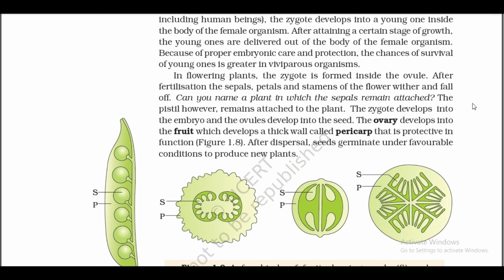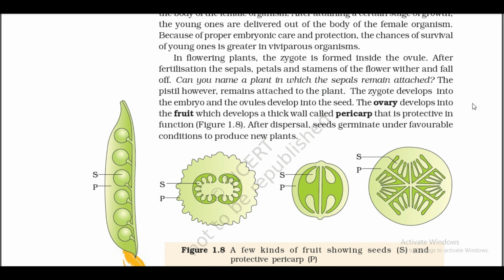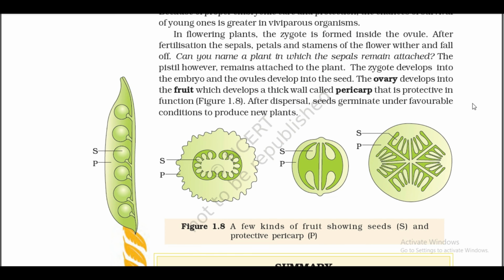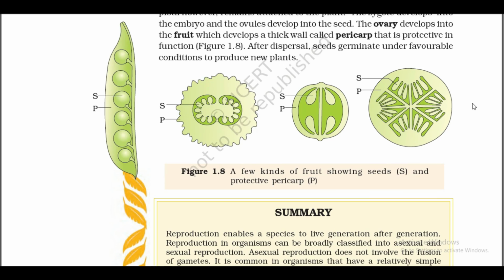In flowering plants, the zygote is formed inside the ovule after the fertilization. The sepals, petals, and stamens of the flowers wither and fall off. Can you name a plant in which the sepals remain attached? The pistil, however, remains attached to the plant. The zygote develops into the embryo and the ovule develops into seeds. The ovary develops into the fruit, which develops a thick wall called pericarp that is protective in function. After dispersal, seeds germinate under favorable conditions to produce new plants.